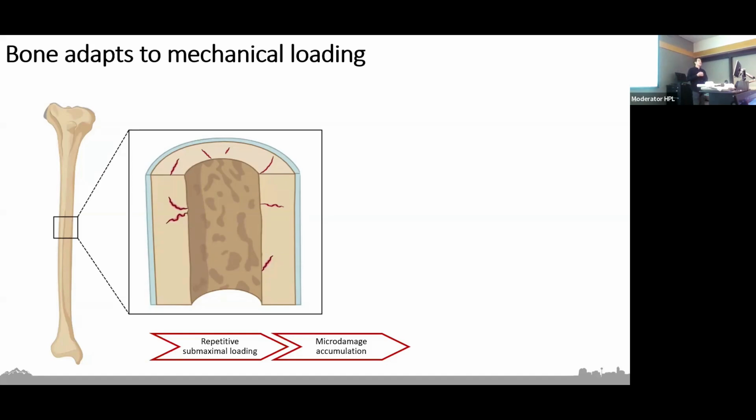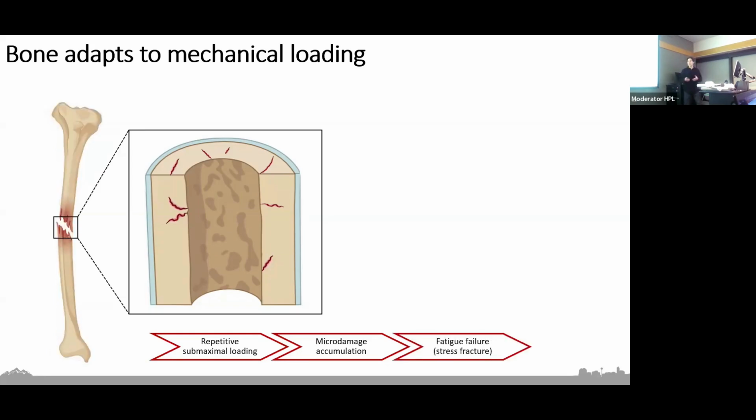And the microdamage can begin to coalesce, eventually initiating a crack, and that crack can propagate further and further until we reach a point of complete bone fracture. And this is where we see stress fractures clinically. So it's a mechanical fatigue phenomenon. And we know that this is a very simplified process. This isn't the whole story that takes place in bone.